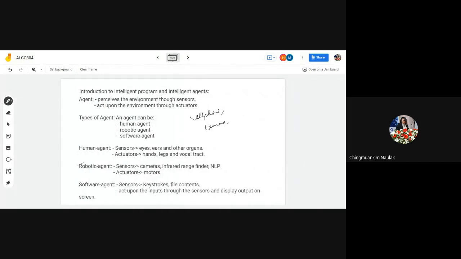Introduction to intelligent program and intelligent agent. So here you have agent. What is an agent? An agent can be anything that perceives the environment through senses, and acts upon that environment through actuators. You can see here that the agent is perceiving the environment through the sensor, and then using the actuator it acts upon the environment. So basically an agent is perceiving and acting upon the environment. Types of agent: you have human agent, robotic agent, and so on.